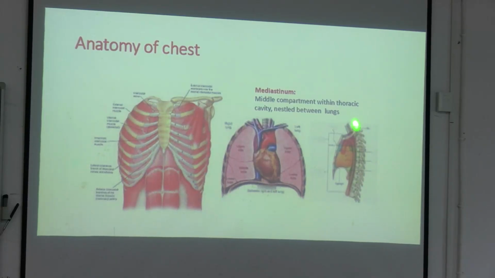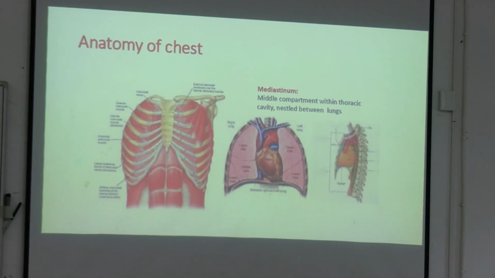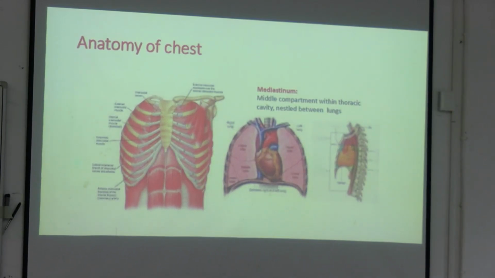ফিল্ম কিরকম, তখন পিকচার্সটা কিরকম হয় মনে আছে? ল্যাটারাল চেস্টের ভিউ, ল্যাটারাল চেস্টের দুটো দেখেছিলাম, একটা হচ্ছে পিএ ভিউ, আরেকটা হচ্ছে ল্যাটারাল ভিউ। এই জায়গাটাকে কি বলে? Mediastinum. Mediastinum is the middle part of the chest.